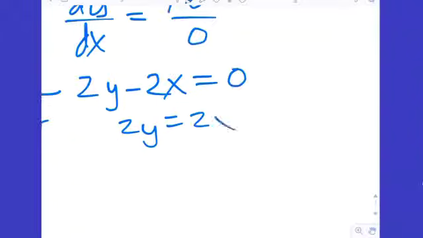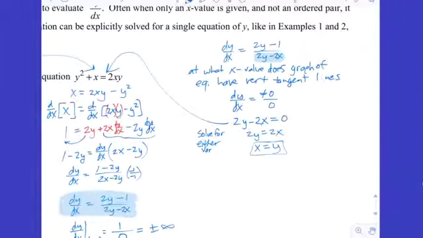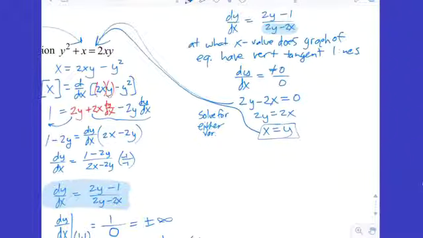So 2y equals 2x. If I solve for x by dividing through by 2, I get x equals y, as opposed to solving for y equals x. It worked out okay. So now you're taking that and plugging it in right there. Everywhere there is an x, you're going to plug in a y. So you get y squared plus x, which now is another y, equals 2xy, which is 2yy, or 2y squared.